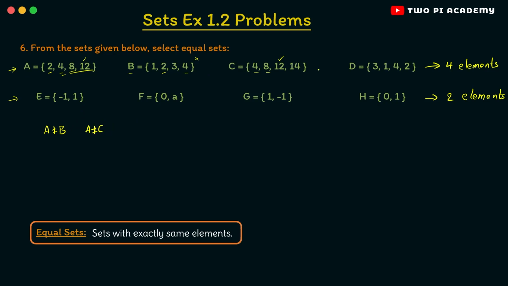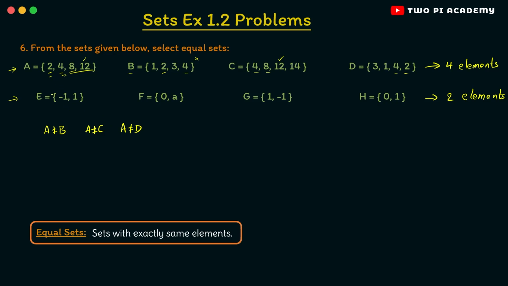And then you will compare A and D. A has the elements 2 and D also has 2, and A has 4, D also has 4. But then 8 and 12 are not in D, and 3 and 1 are also not in A. So once again, A is not equal to D.